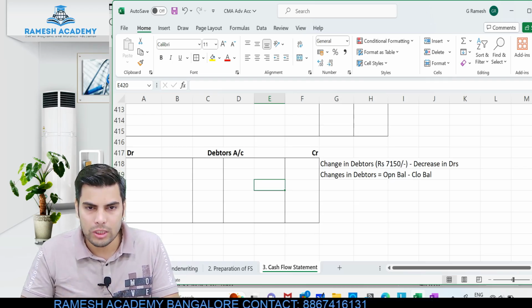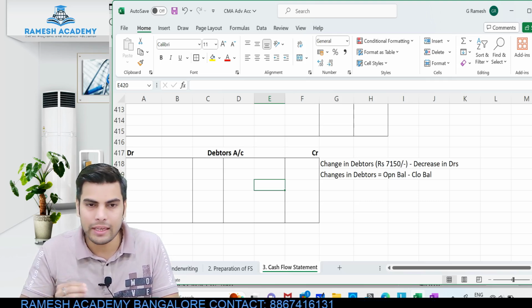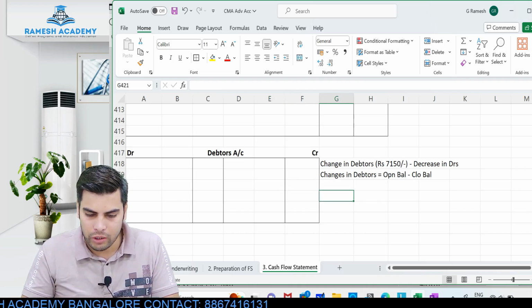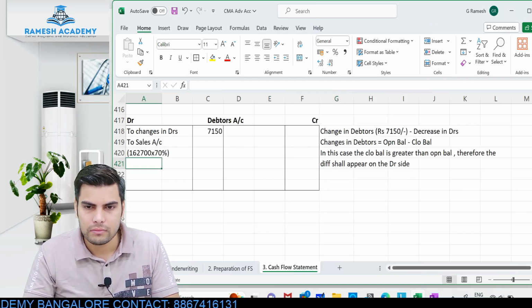Now how do I show this particular amount? Should I be adding it? Should I be deducting it? Should I be showing it on the debit side or credit side? How do I find out? Very simple thing. Look at this.